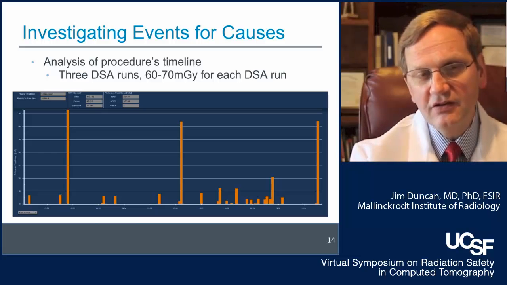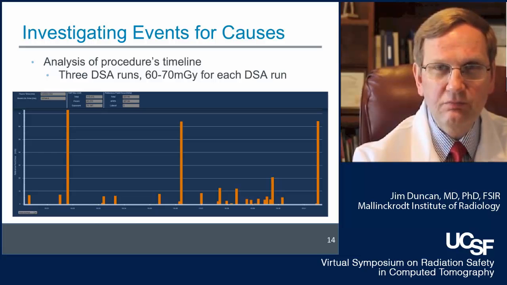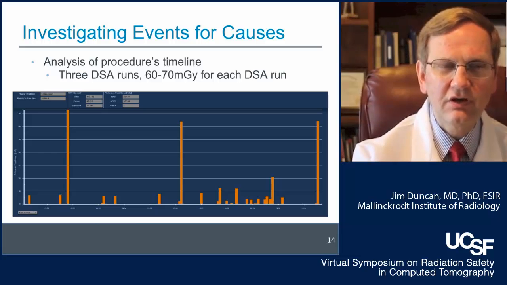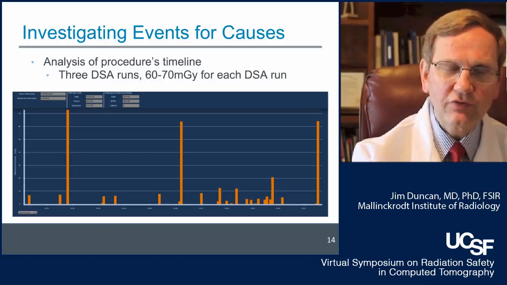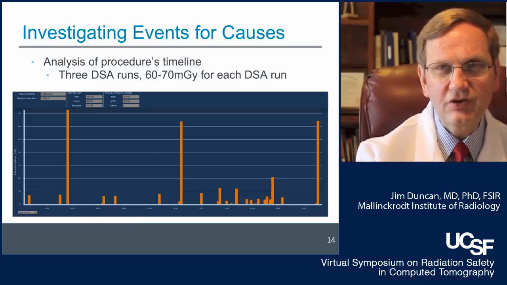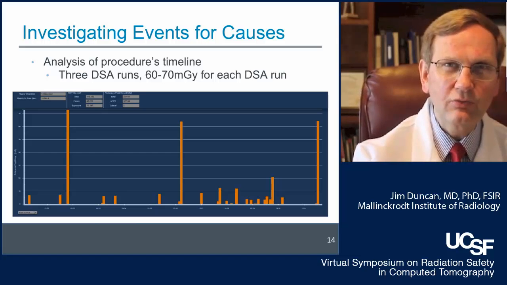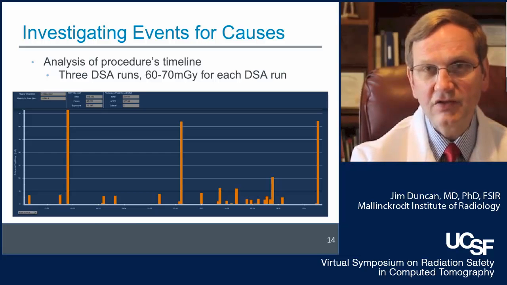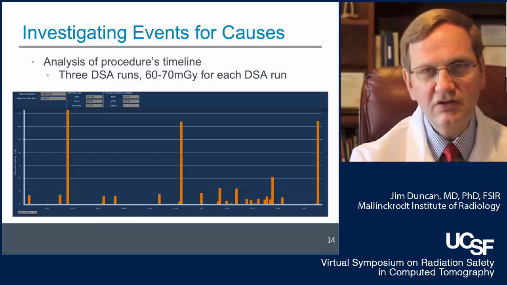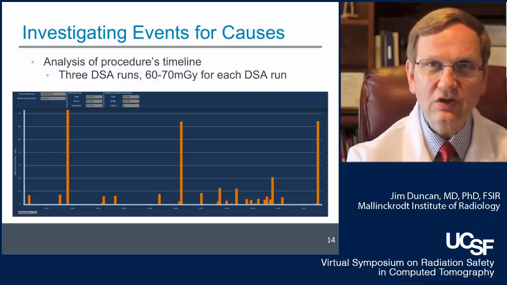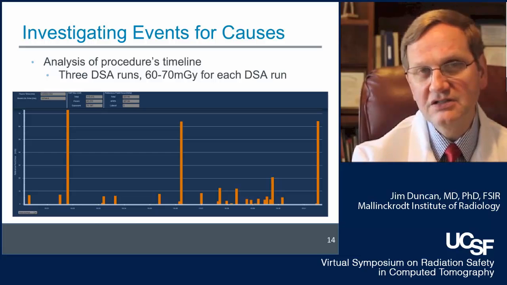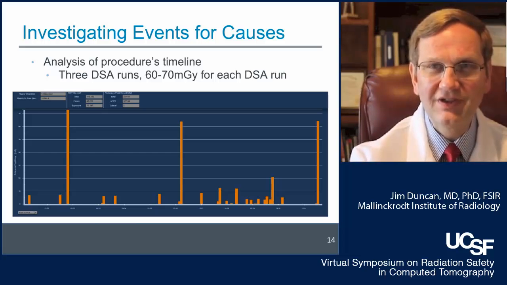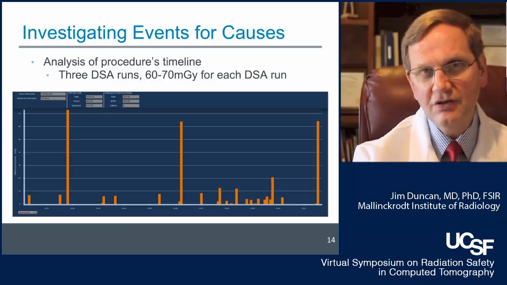So we've investigated events where we have points that are above that upper control limit. And here's an example from one of those. The software system that we have now allows us to create a procedure timeline looking at how radiation was used throughout this procedure. So on the bottom x-axis is the procedure time, and during this 15 to 20 minute procedure we see a series of spikes which correspond to DSA acquisitions. And so there are 3 separate DSA runs, each of about 60 to 70 milligray.